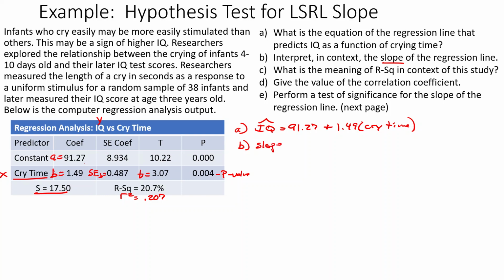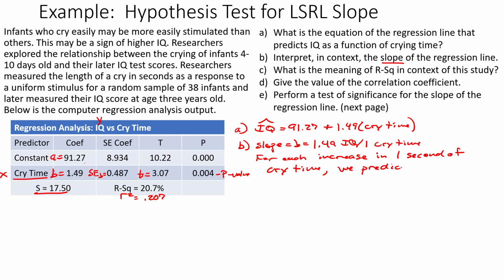So we're going to say that our slope, which we usually use the letter B for, is 1.49. So that means for each increase in... I remember we used to write this as 1.49 IQ per 1 cry time. Remember, we used to write that out every time. We always put it over 1 of whatever the X was. So for each increase in 1 second of cry time, we predict, on average, an increase, it's positive, in whatever our Y stands for, IQ, by 1.49, and we put some units here. In this case, it's just points. So there is what our slope means.